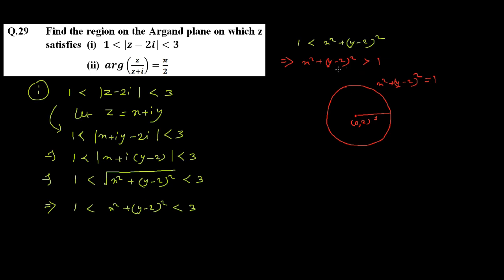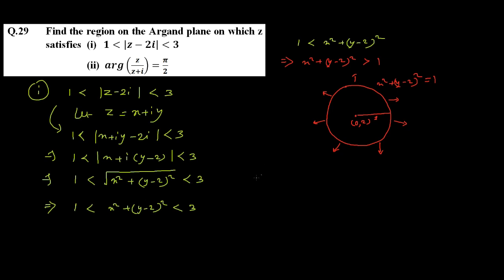But here we are just talking about greater than 1. That means outside the circle. So greater than 1 means what? Outside the circle we are talking about. Try to understand. The equation of the circle is x square plus y minus 2 whole square is equal to 1. But in the solution we are getting x square plus y minus 2 whole square is greater than 1. So this is the outside portion of the circle. Let's talk about the second part of our solution.